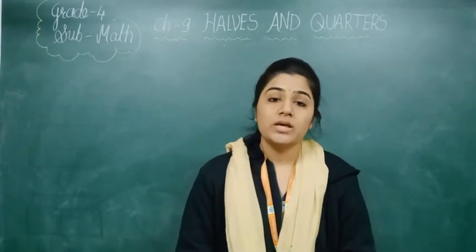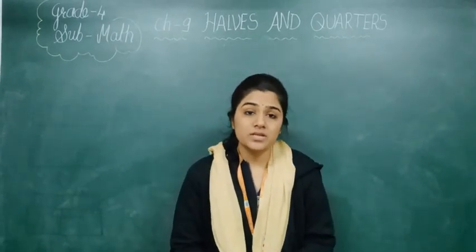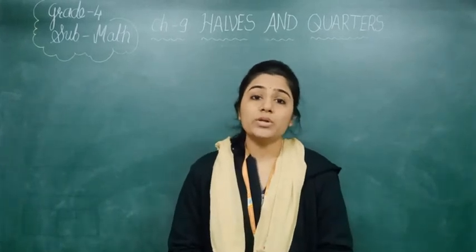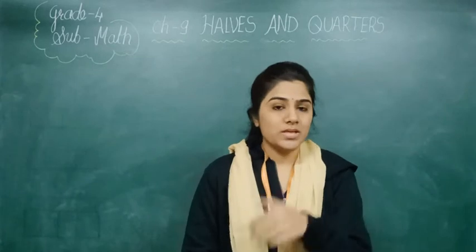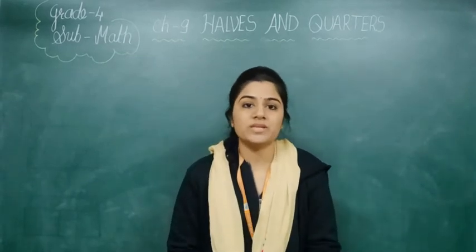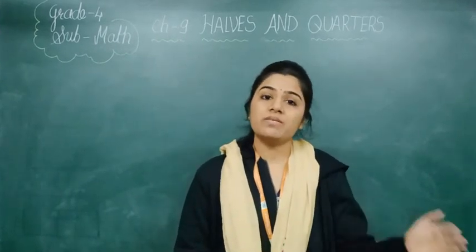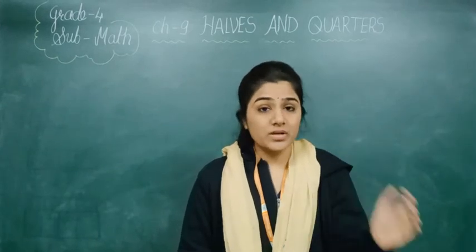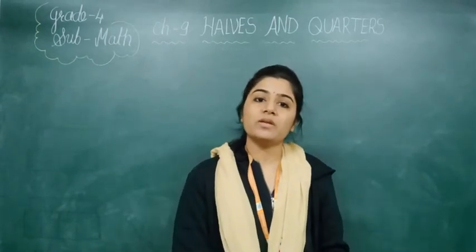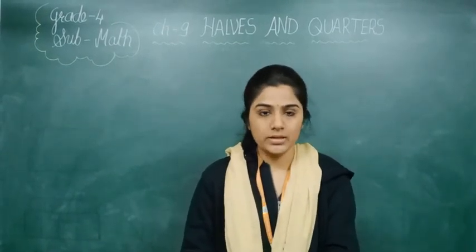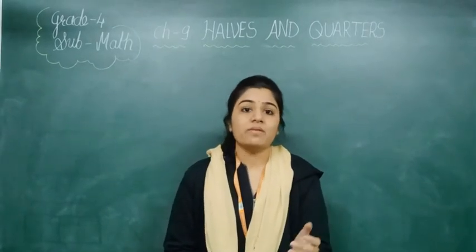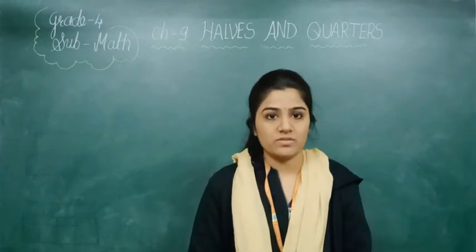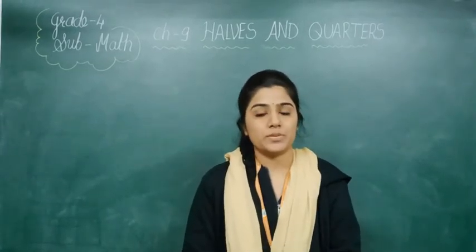Question number 3, in which we will see the figures are given and according to the fraction we have to do the shaded parts in the figure. See, this question 3 is totally opposite from the question 2. What is given in question 2? The figures are given and according to the figure we were writing the fraction, right? And in this question 3, the fractions are given and we have to do the shaded parts as per the fraction.